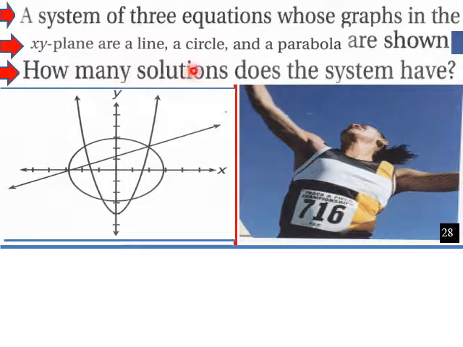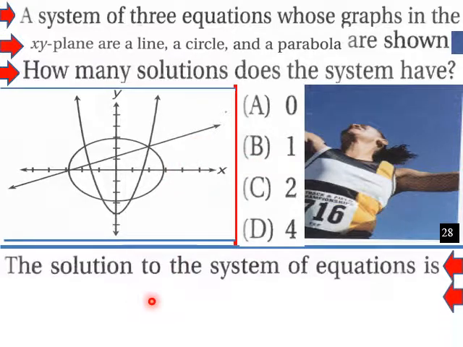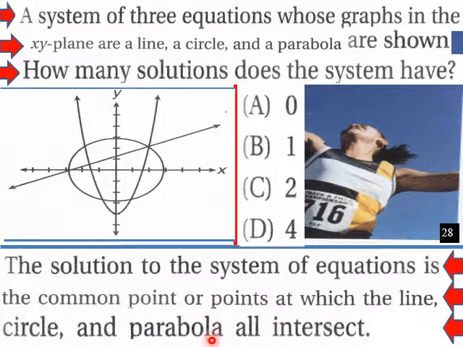How many solutions does the system have? So 1, 2, 3, or 4. So the solution to the system of equations is a common point or points at which the line, circle, and parabola all intersect. So where they all intersect. Where do they all intersect? It looks like maybe here, maybe there. That would be the one here. So there's one solution for this system here.